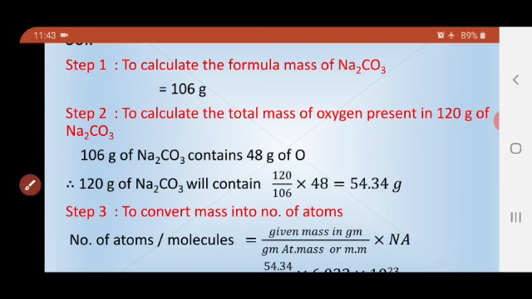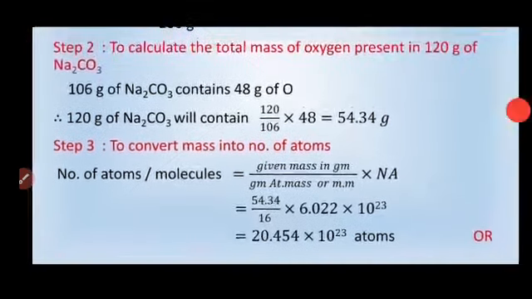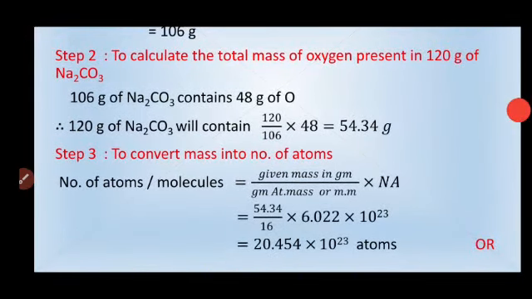Therefore, 120 gram of Na2CO3 will contain how much? That is 120 into 48 divided by 106, and this will come as 54.34 gram. Now, to convert mass into atoms, which formula can we utilize? Mass into number of atoms means first we have to calculate the number of moles, then multiply by Avogadro number. This will give you the number of atoms.